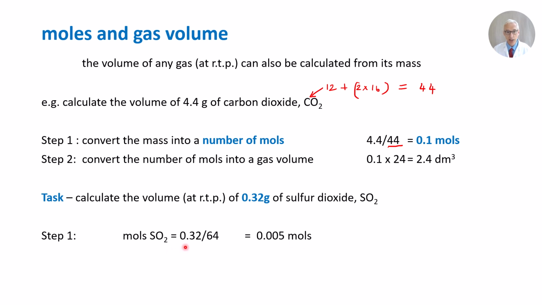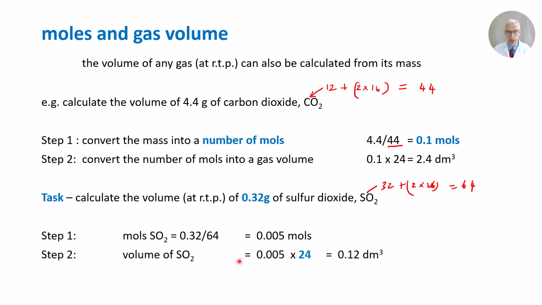Moles of sulfur dioxide: 0.32, that's the mass, divided by 64, just to be clear. Sulfur is 32 and 2 times 16 for oxygen. That comes to 64. So 1 mole is 64 grams. It comes to 0.005 moles. Step 2, volume of sulfur dioxide is the numbers of moles times the molar gas volume, 24 decimeters cubed or 24,000 centimeters cubed, but for ease of presentation I've used 24. It comes to 0.12 decimeters cubed.